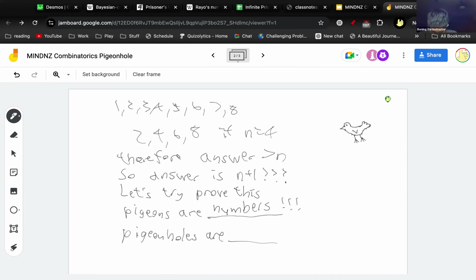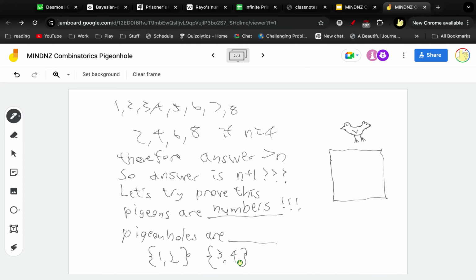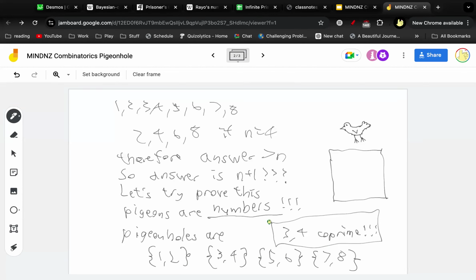So if we split the numbers from 1 to 8 into 4 groups of 2 consecutive numbers each: 1, 2; 3, 4; 5, 6; and 7, 8. If we ever have two numbers in the same pigeonhole, for example both 3 and 4, then we're of course guaranteed to have two numbers that are co-prime, because we have two consecutive integers. But remember, we had n plus 1, or in this case, 5 integers to split among our 4 pigeonholes. What does the pigeonhole principle tell us?